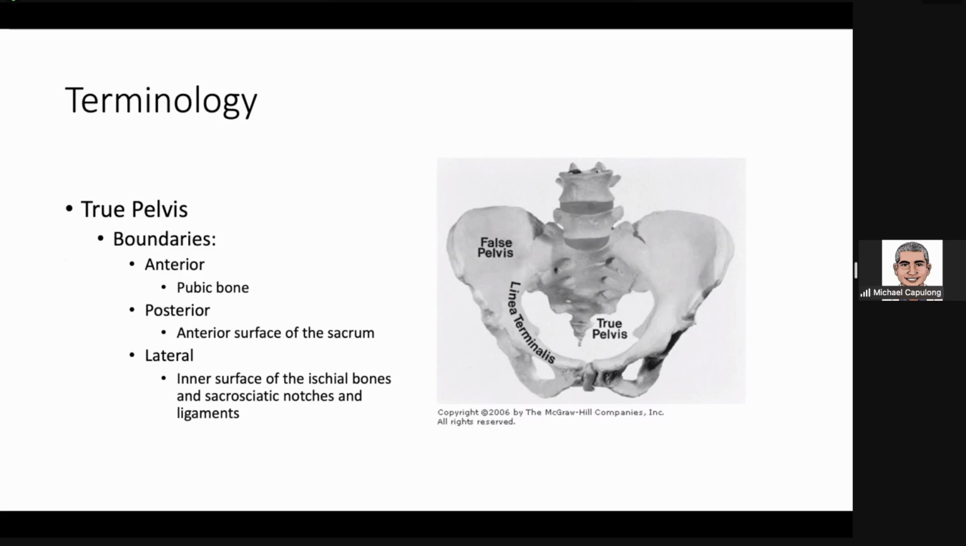The true pelvis is bounded anteriorly by the pubic bone, posteriorly by the anterior surface of the sacrum, and laterally by the inner surface of the ischial spine bone and the sacrosciatic notches and ligaments. The upper border is the promontory and the ala of the sacrum, the linea terminalis, and the upper margins of the pubic bone, whereas the lower border is the pelvic outlet.